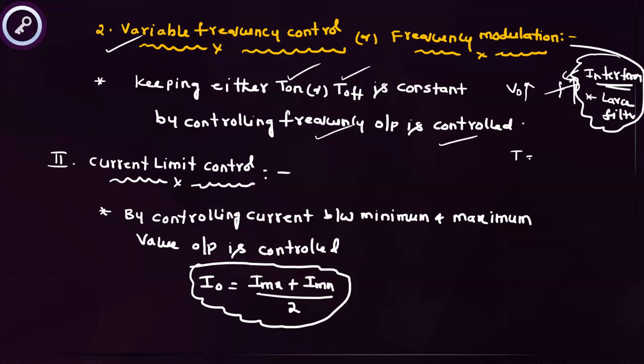You know that T equals T on plus T off, which is equal to 1 by f. Keeping T on constant, T off is variable, T is variable, and frequency is also variable. Keeping T off constant, T on is variable, T is variable, frequency is variable. That is the meaning. This is about the voltage control techniques in choppers.